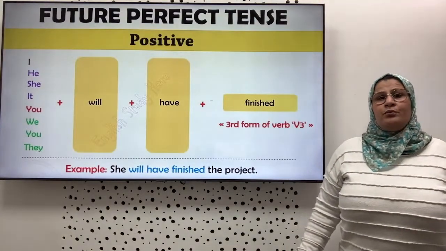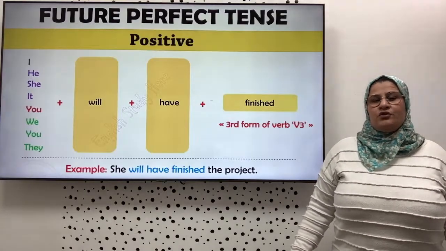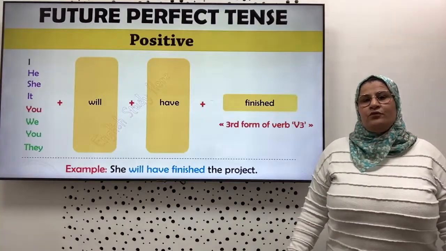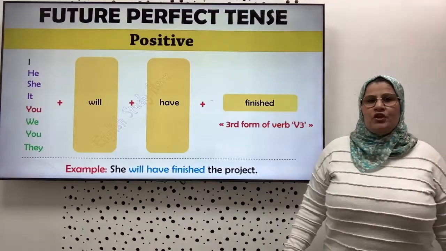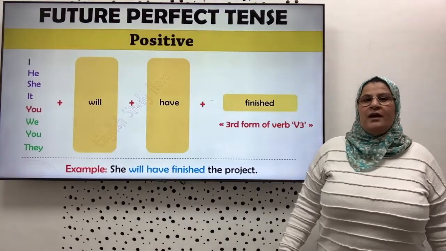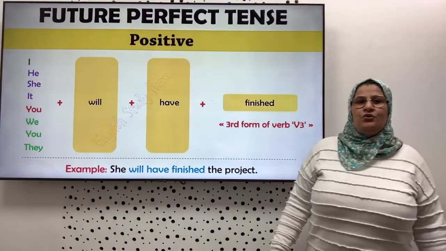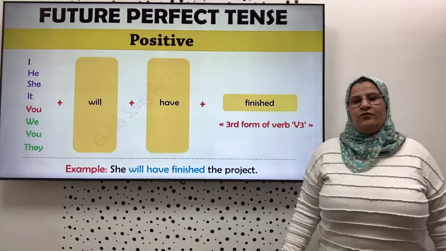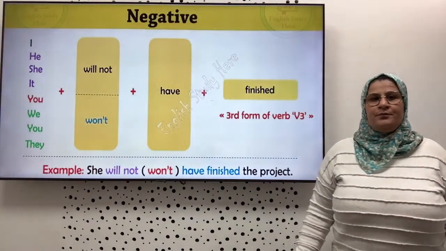Now, the positive form of the future perfect tense is subject plus will plus have plus verb in past participle. For example, I will have finished, he will have finished, she will have finished, it will have finished, you will have finished, we will have finished, you will have finished, and they will have finished. For example, she will have finished the project.